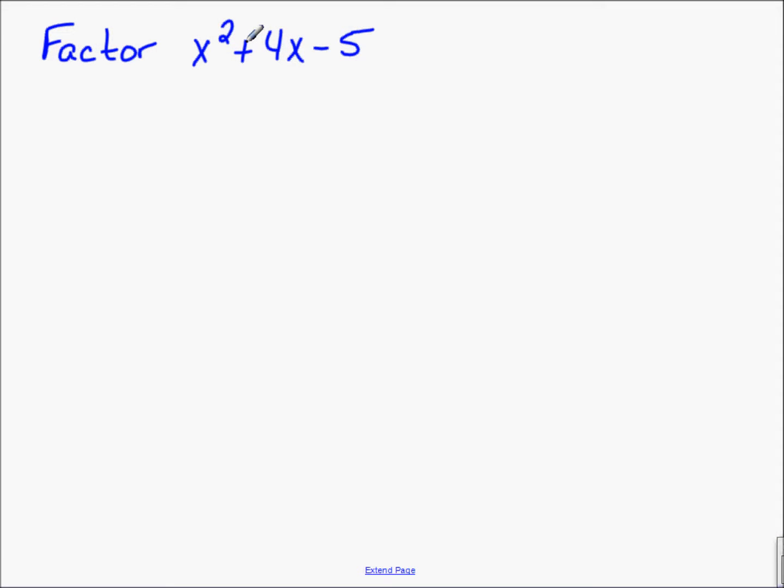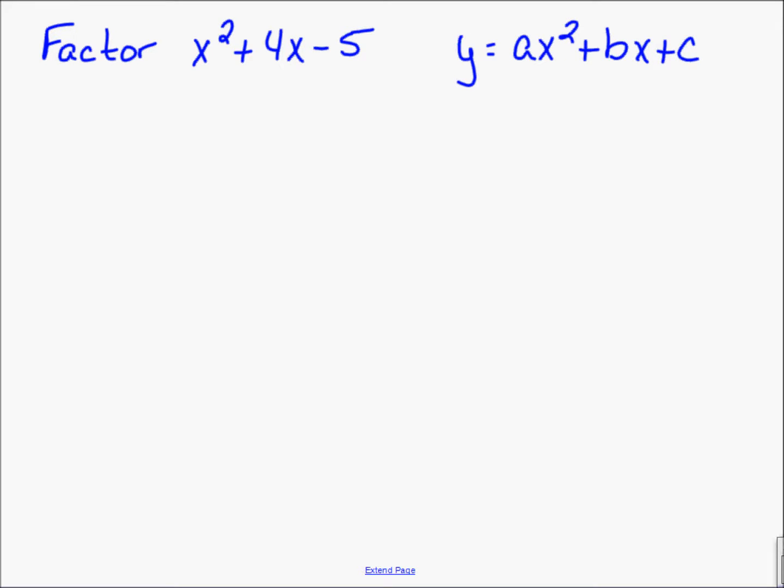Factor x squared plus 4x minus 5. Now there are many different ways to factor. This is just one of them. So for this method, what we're going to do is remember that standard form for a quadratic is ax squared plus bx plus c.